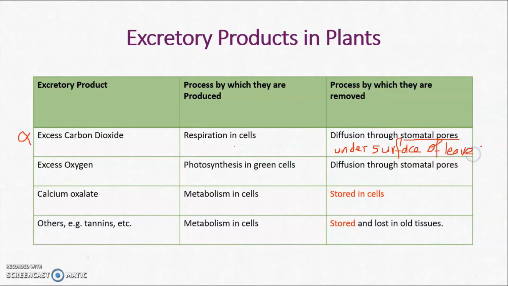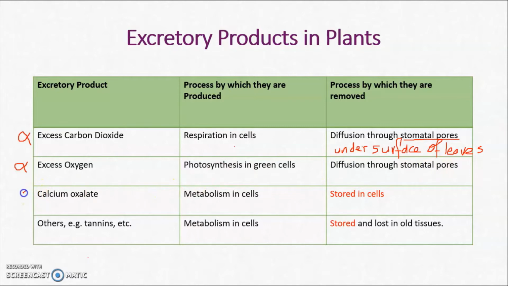So that's how excess carbon dioxide is removed from the plant, through the stomatal pores on the undersurface of leaves. The second excretory product in plants is excess oxygen, produced by photosynthesis in green cells, and it is lost by diffusion also through the stomatal pores.